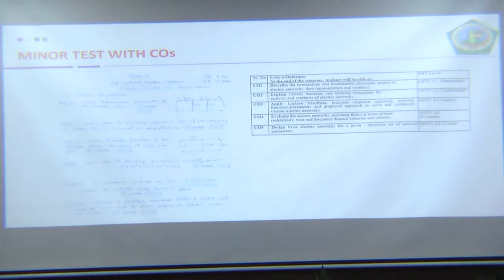इसमें शायद एक में तो मैंने कुछ डाला भी था शायद. Yes, you see here. In question number 2, see, in question number 2, is it visible? Question number 2, ask me. Visible? No, no, no.